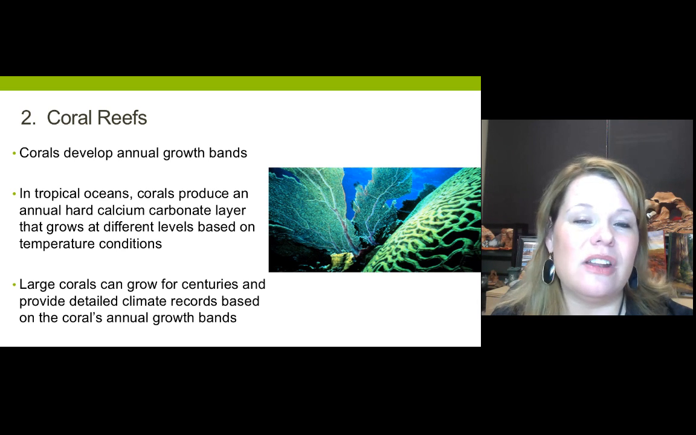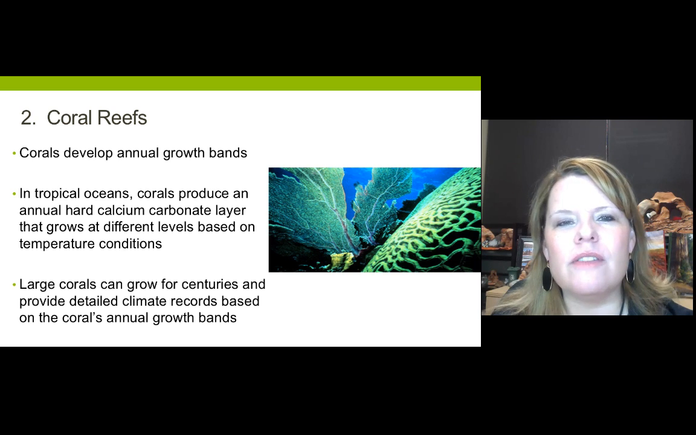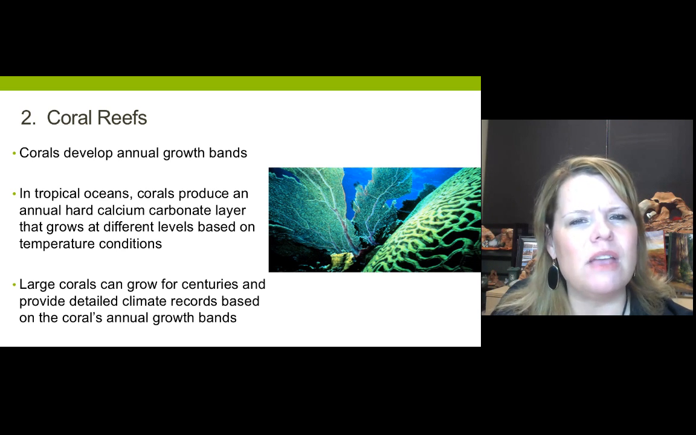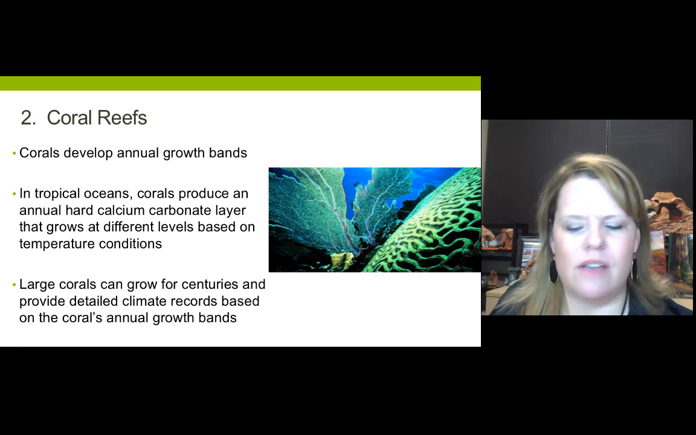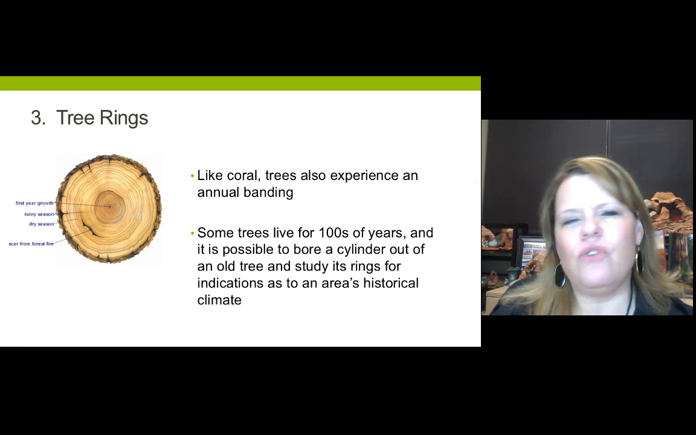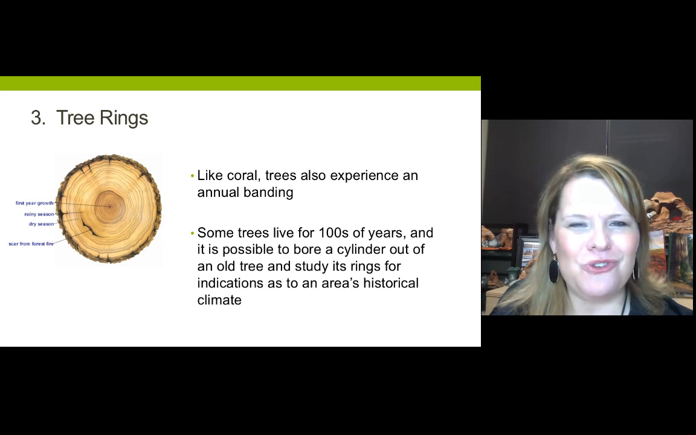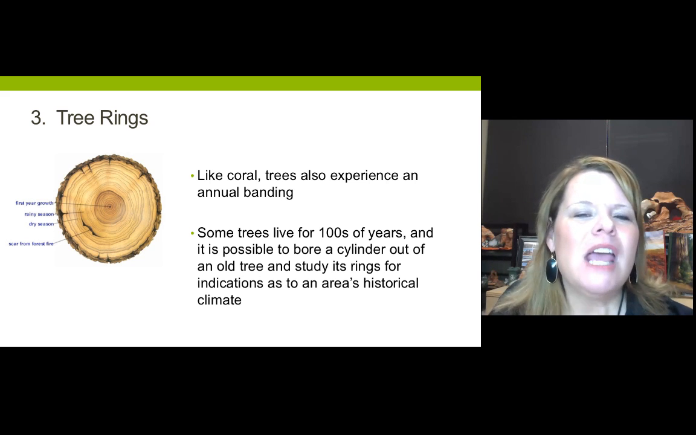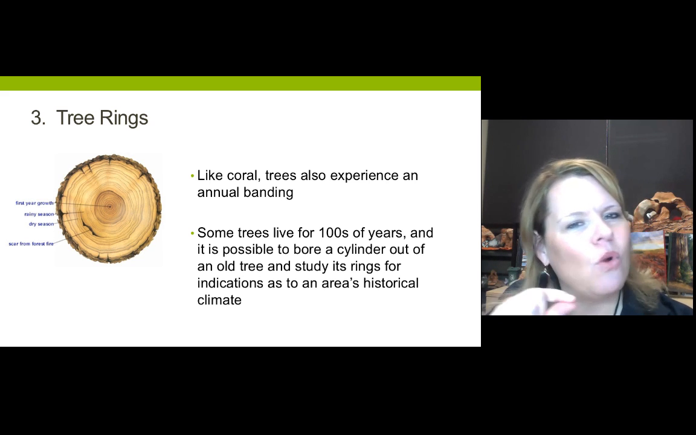My point is that if you find old corals and you can get the banding from it, that tells you some really quality information about the history of that area. Tree rings, the third item on the historical climate information. Like corals, trees experience annual banding. As they grow and you have good growth spurts, the band should be wider. If it's not so good, it's going to be more narrow.